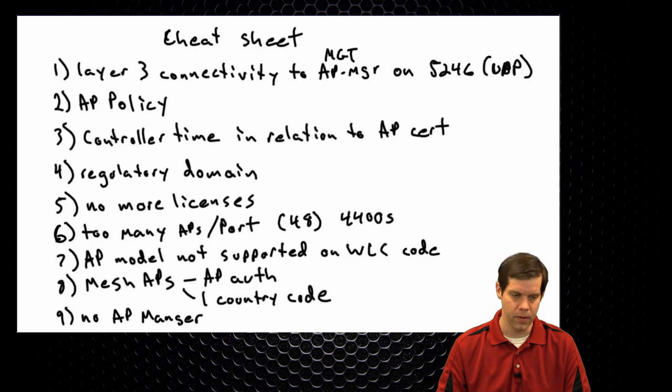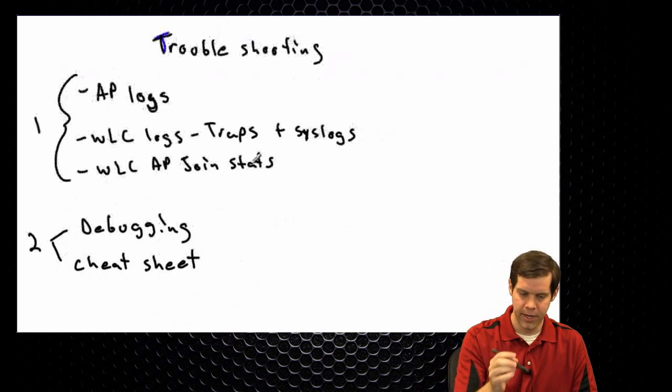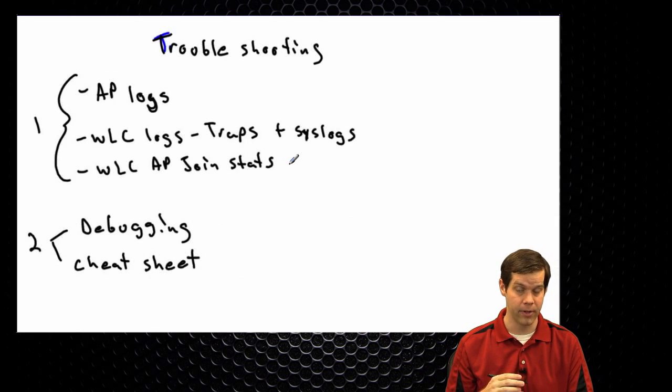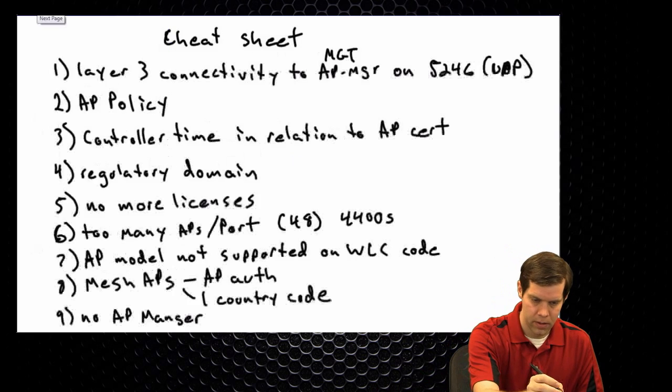Again, so the process, start looking at the logs. Definitely check out the AP join statistics page, where it's going to give you, hopefully, an actual error that's going to tell you what the problem is. If you can't figure it out from there, either do the debugging method or the cheat sheet method. If you use the cheat sheet method and you can't figure it out, then maybe fall back to the debugging method. So that is kind of the process I use.